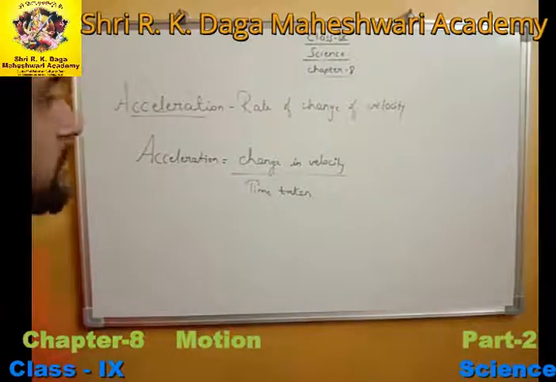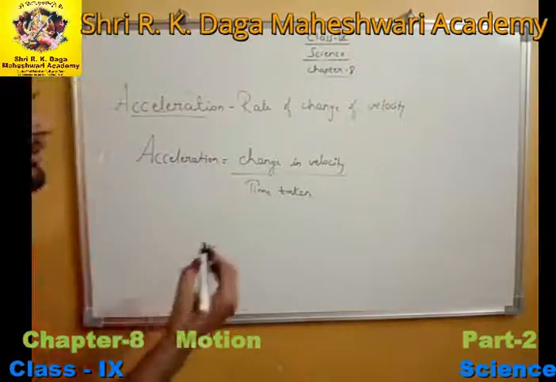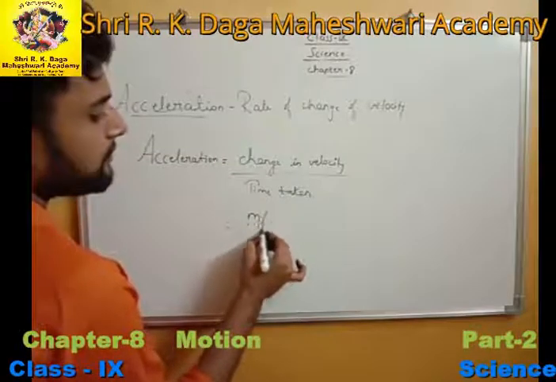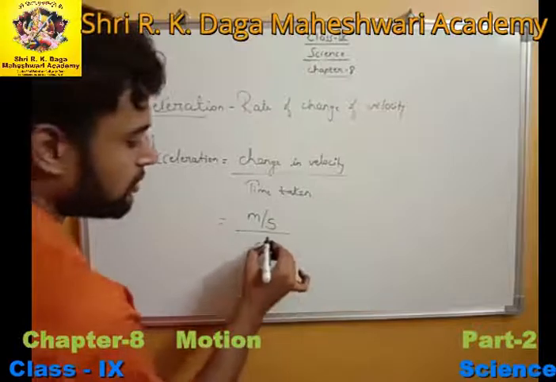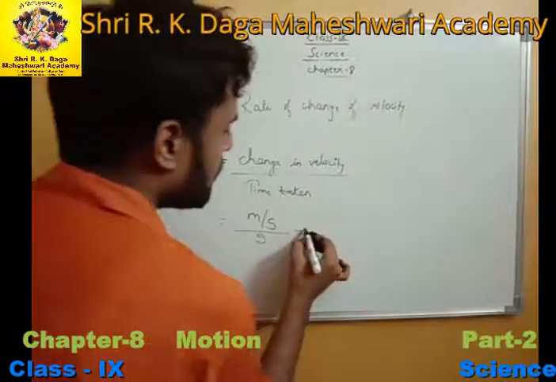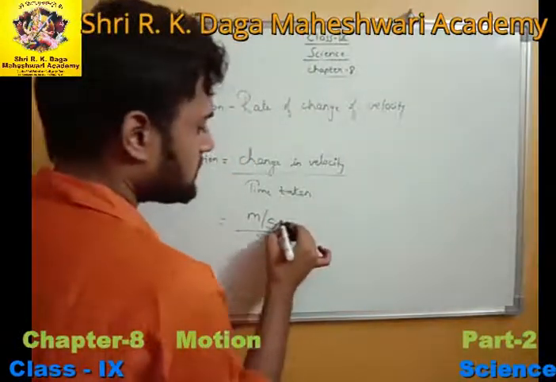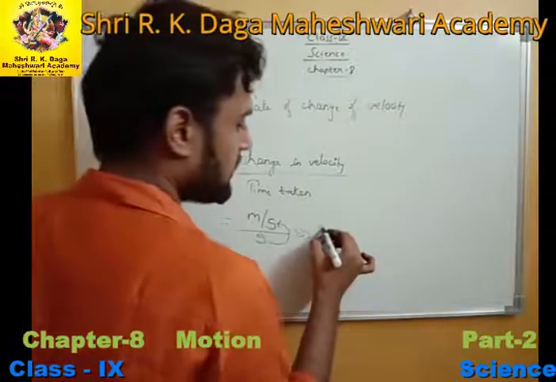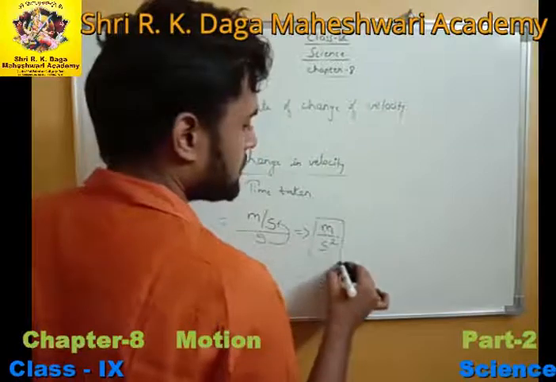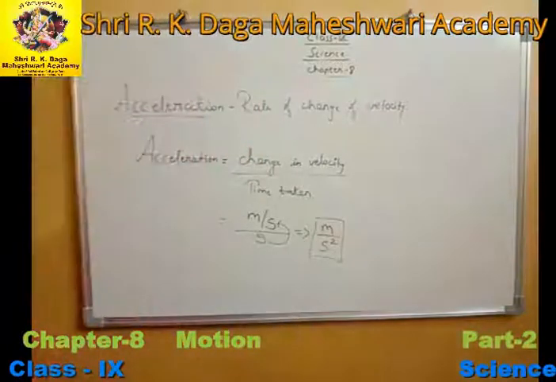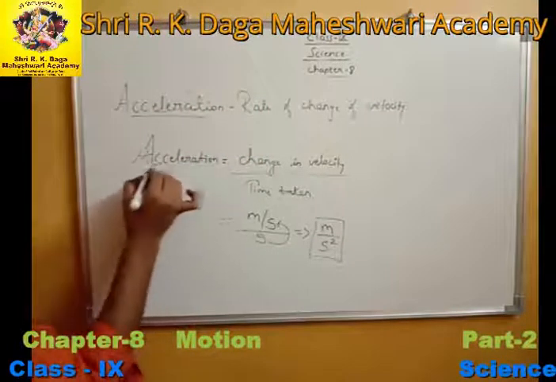What will be the SI unit of acceleration? We know that the SI unit of velocity is meter per second, and the SI unit of time is second. So from here, this second will get multiplied with this second, and it will become meter per second square. So this is the SI unit of acceleration. Okay.